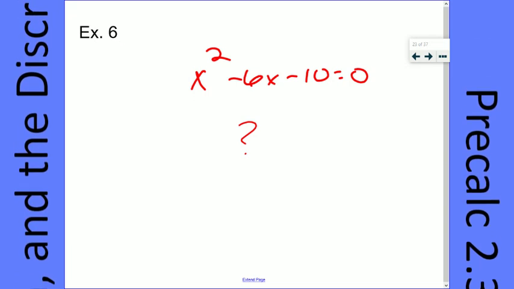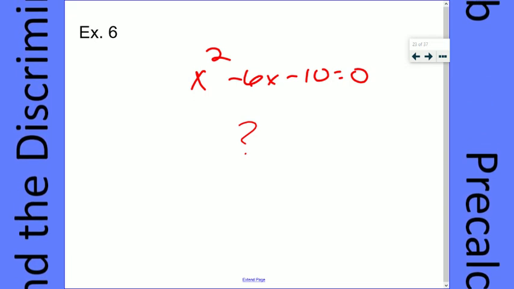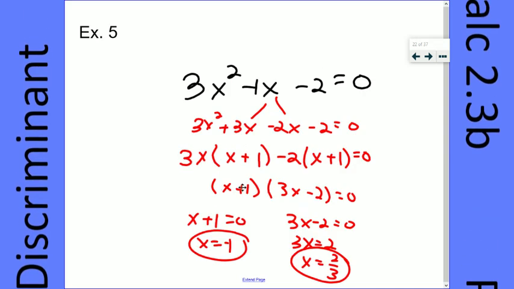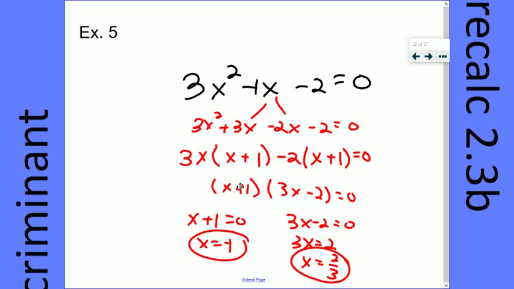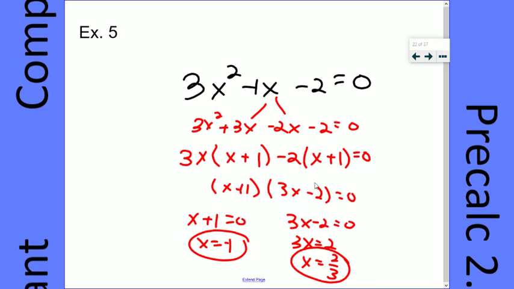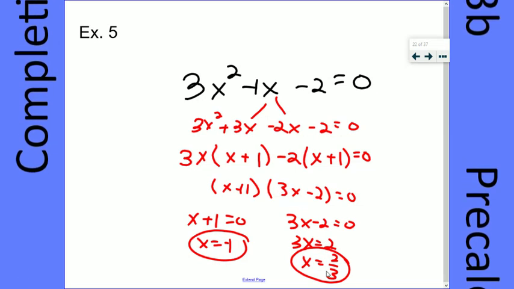So yesterday we were talking about solving these by factoring, and our goal was to get to a point where we were able to have something times something else equals 0, set both of those parentheses equal to 0, and then continue solving for x. So we set this parentheses equal to 0 and this parentheses equal to 0 and solve for x.